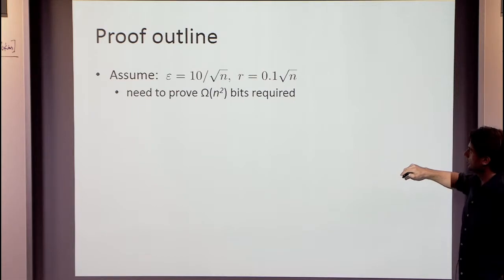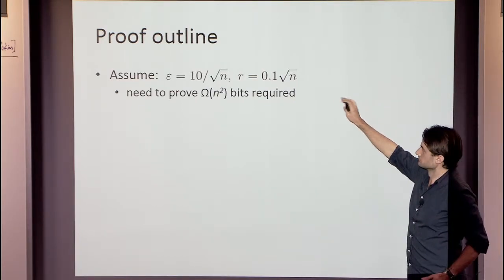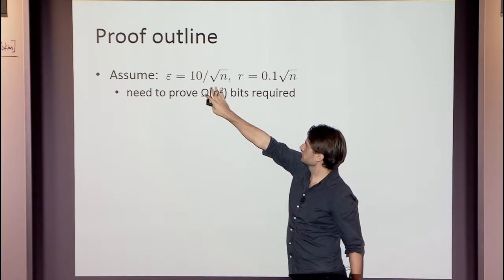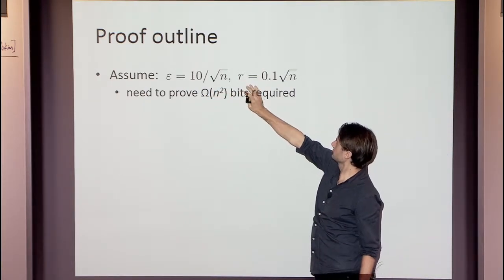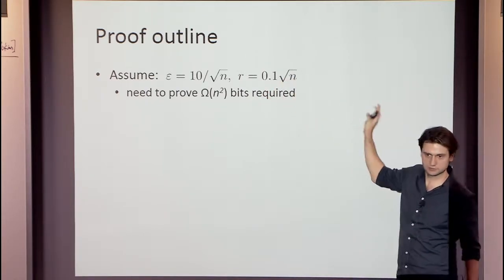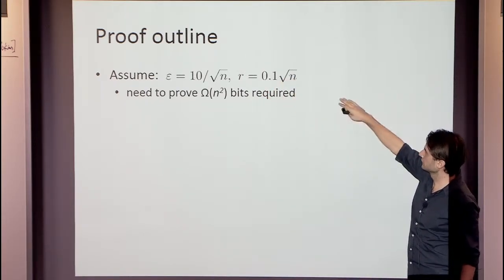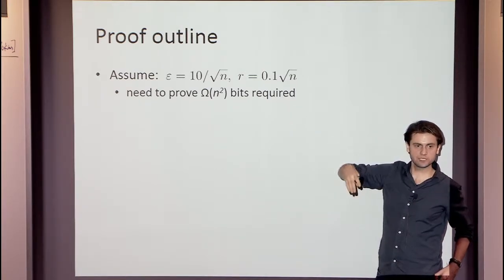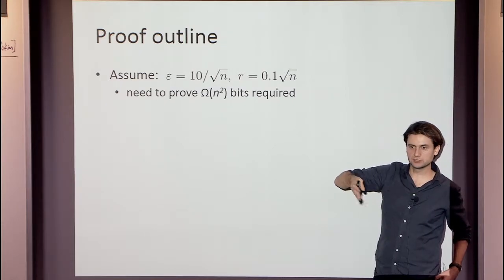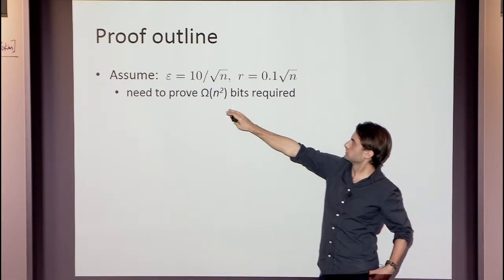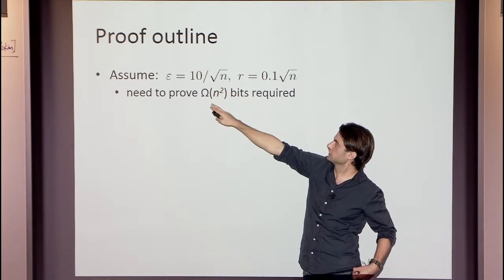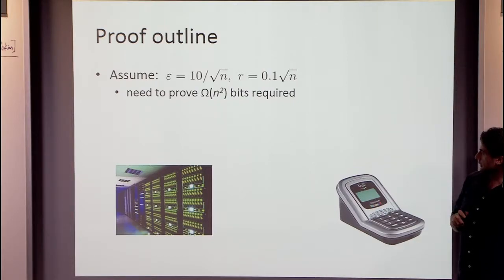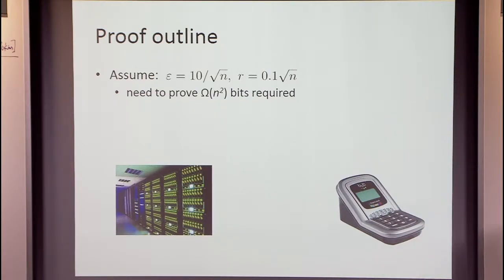It should be enough. So let me set up some parameters so that it simplifies the problem a little bit. Let me set epsilon to be something like 1 over root n. R is essentially 1 over epsilon, but it will appear a little bit later. Note that n by epsilon squared now really looks like n squared. So we want to prove that for this setting of epsilon we need omega n squared bits. Okay, so communication complexity, let me show how this looks.